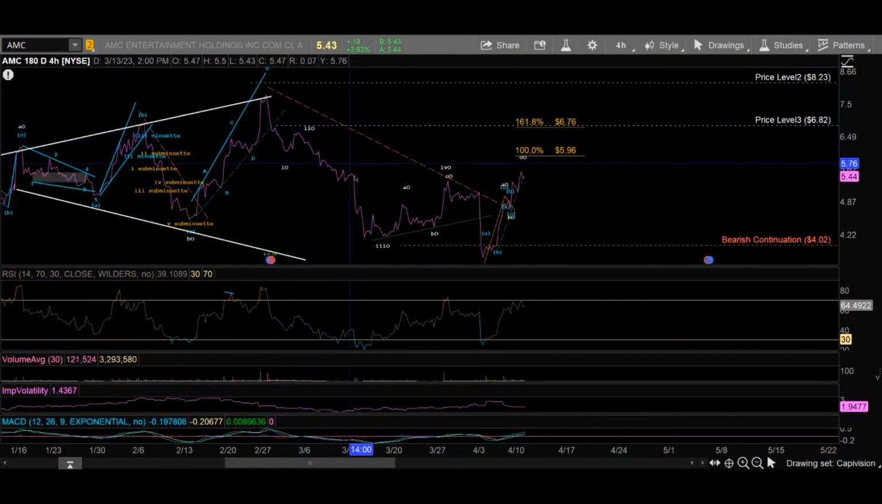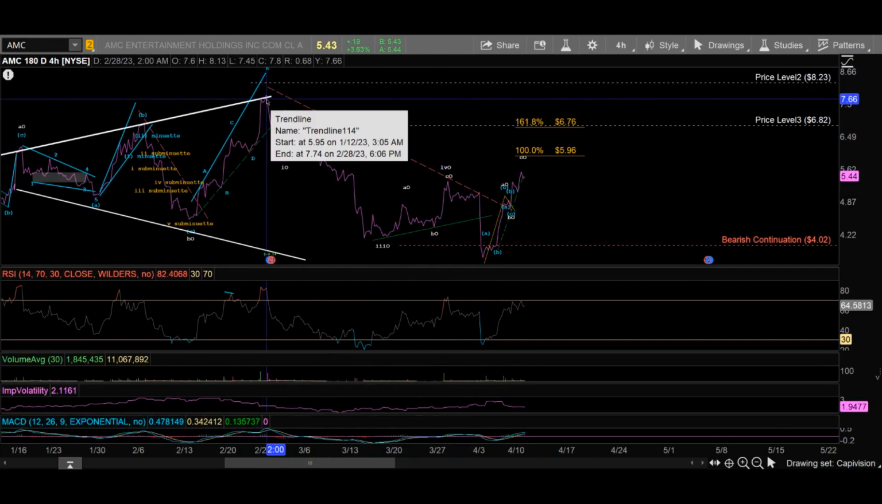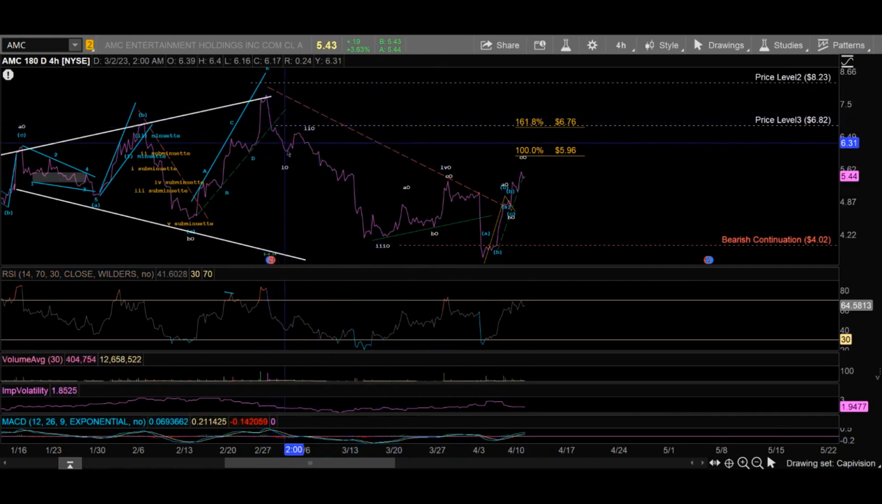1, 2, 3, 4, 5. Again, just weird stuff. It was the best way to count it, I think. Otherwise, I could put it into a sort of complex corrective form where 1 is A, 2 is B, 3 is C. So A, B, C, A, B, C, A, B, C, A, B, C. That has been my theory for a while. The meme stocks, forever in correction.